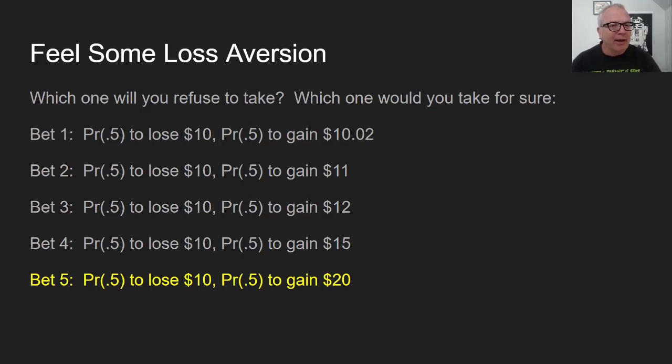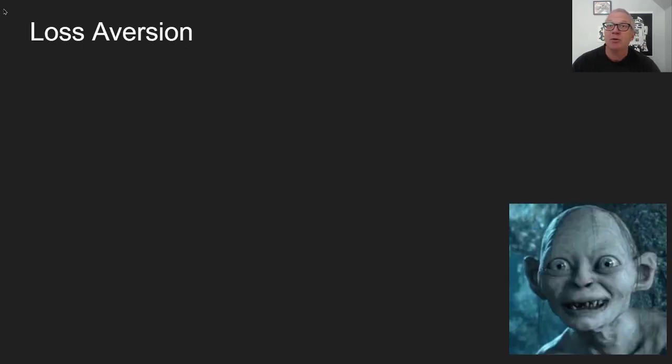How much do they not like it? Well, in this case, they like it $10 worth. They really want to get a lot of gain in order to accept the risk of loss. So you're feeling the loss aversion there if you're reluctant to take one of these bets until we get to bet 5. That's this thing, loss aversion, that Kahneman spends so much time talking about.